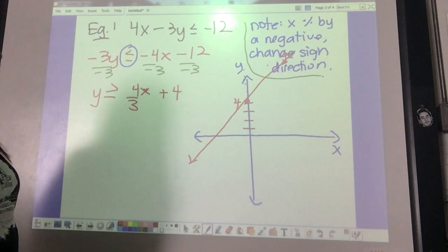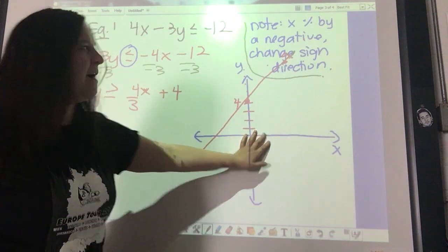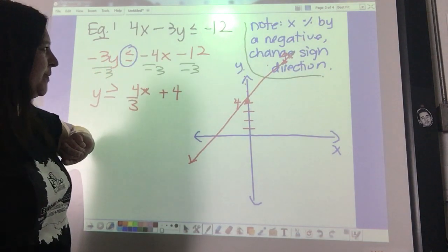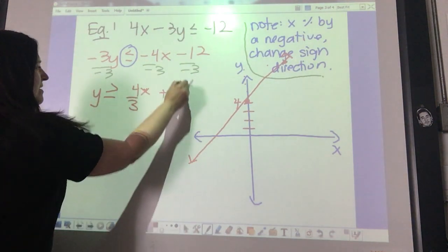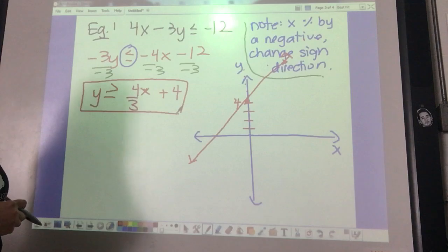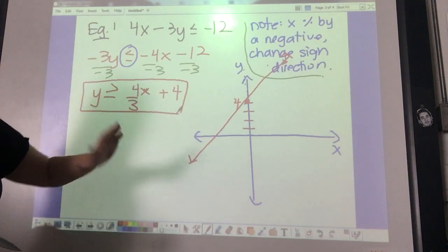Now here's the fun part. Where am I shading? Because remember, there are going to be multiple points on this graph that satisfy that equation. So which xy values make that true? Which step do I use? Once it's in slope-intercept form, this is where I decide whether I shade above or below. So it says y is greater than or equal to, so I will shade above.